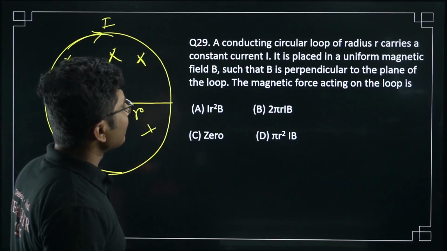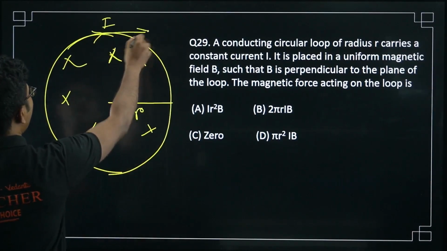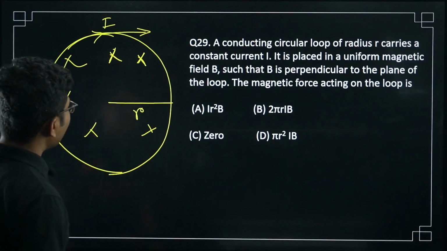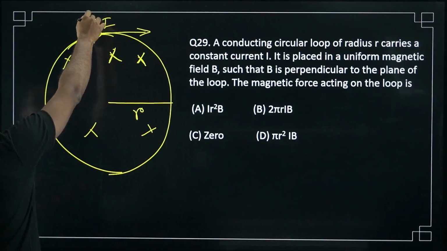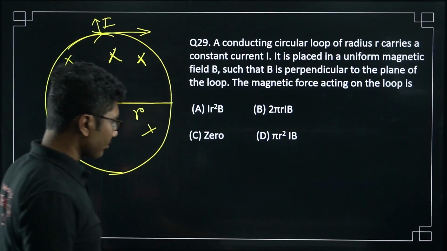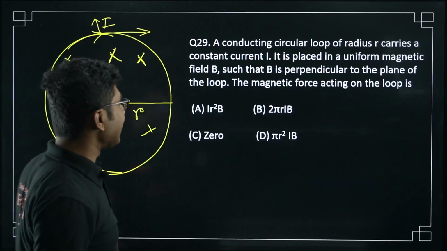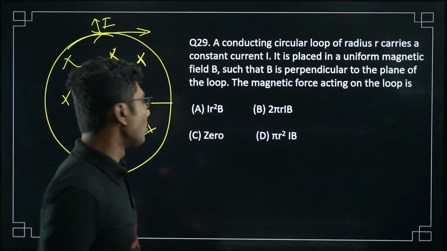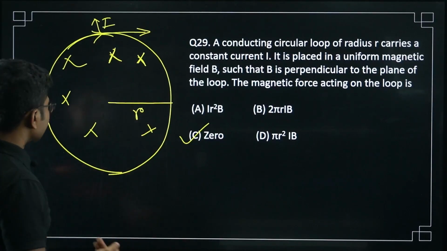The magnetic force acting on this loop is, as you can see, there is no direct relationship between the current and the magnetic field. So in this case the magnetic force acting on this will be 0.